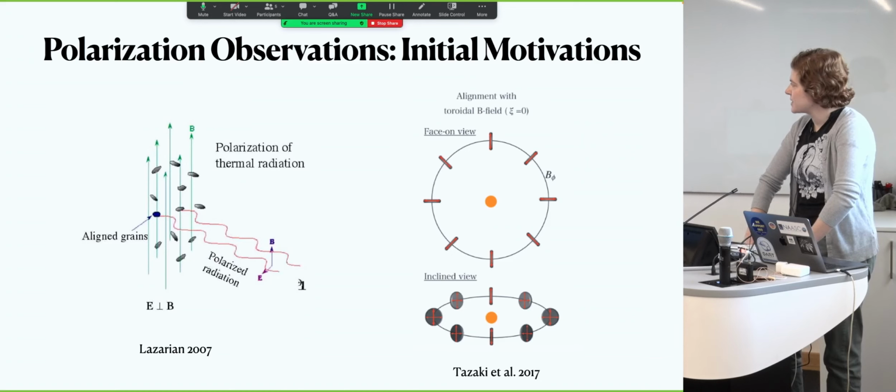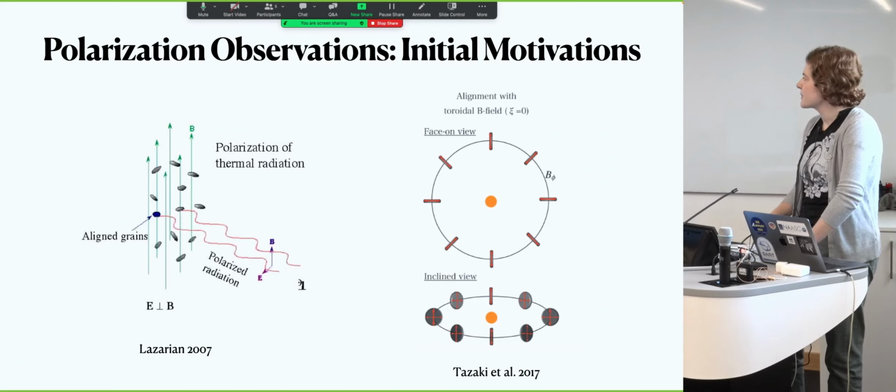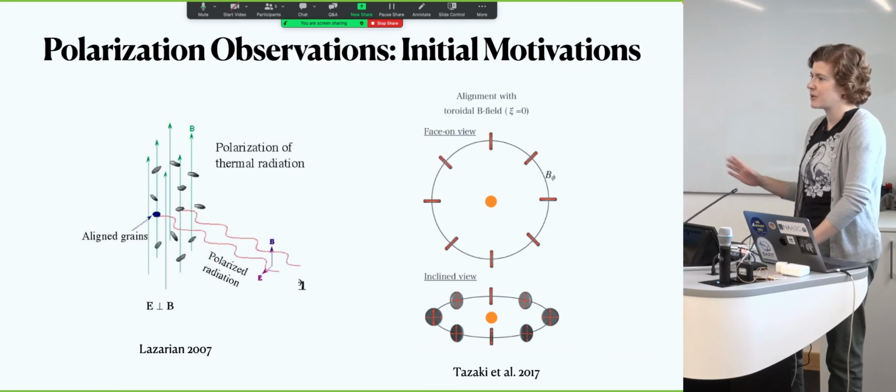So I'm going to be talking about how we can use polarization observations to learn about dust grain properties. But the initial motivation for doing these kinds of polarization observations of disks was actually something completely different. It was to try and trace the magnetic field morphology in the disk, because we think that the magnetic field is very much related to how protostars accrete mass from the disk.